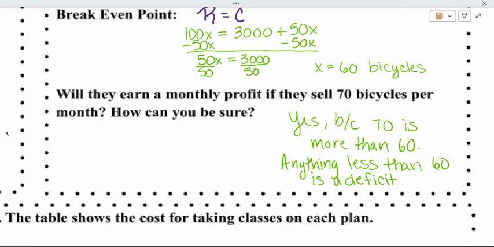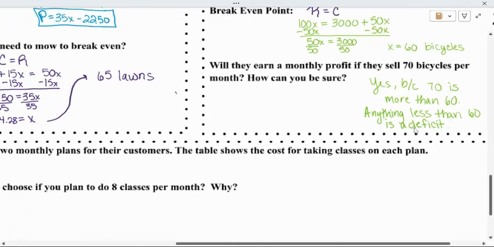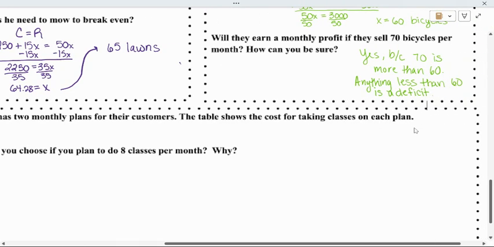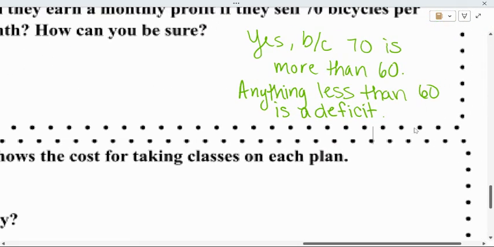Questions about that? Okay, I have one more example. Sorry, I see some of you guys are still writing. Freeze that for a second.